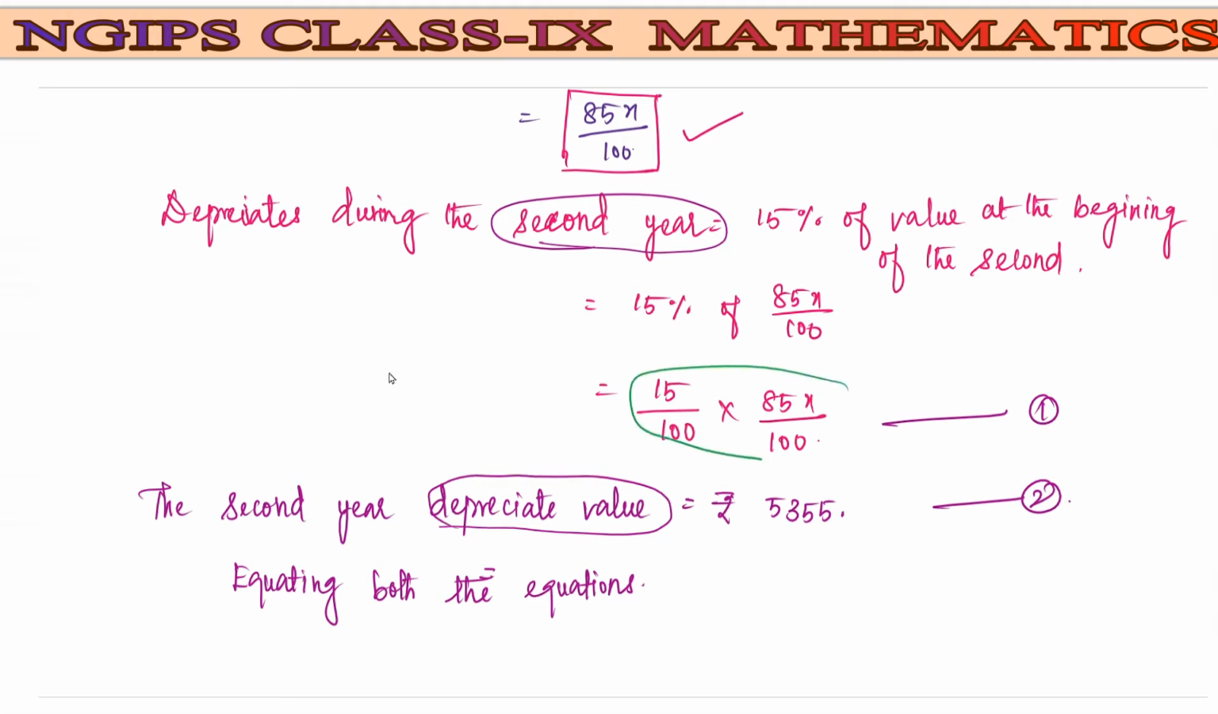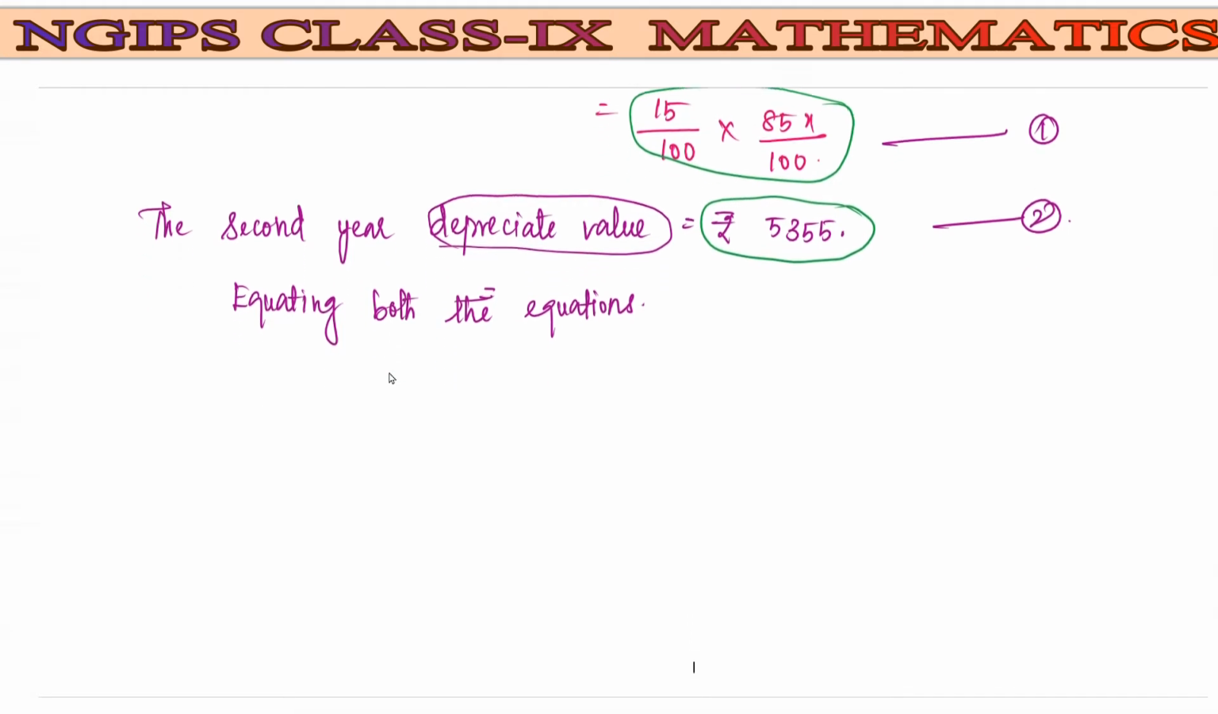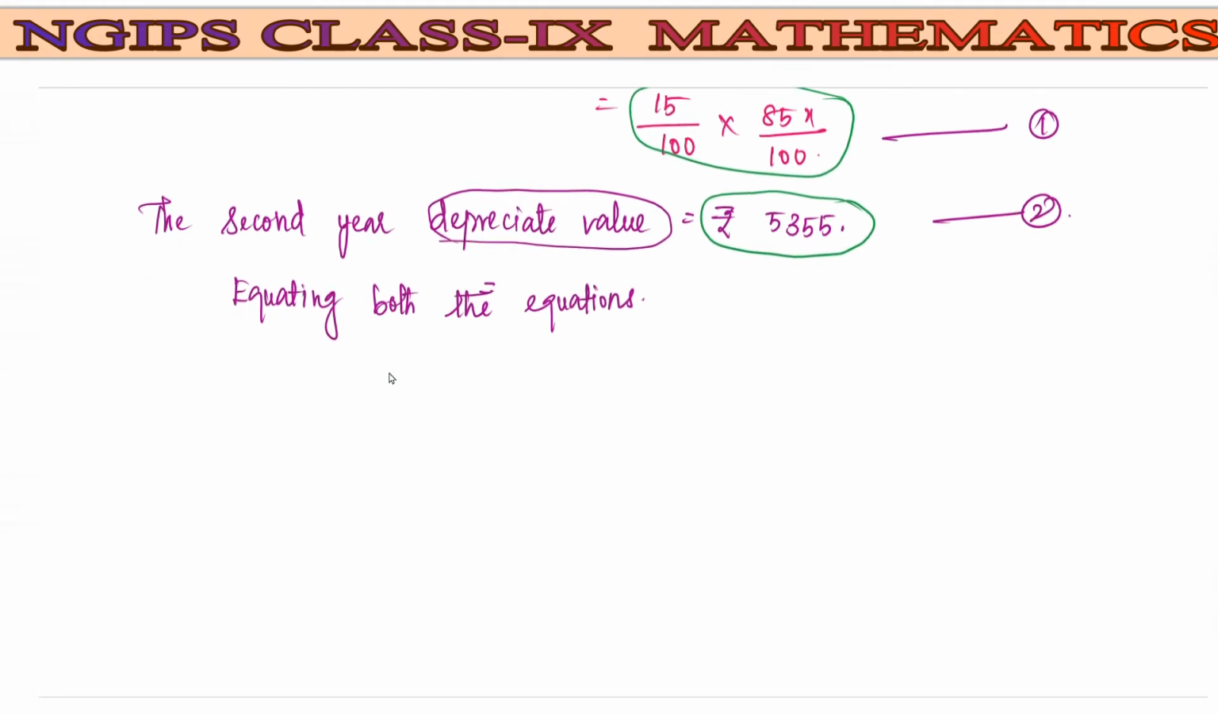So this is the first equation and this is the second equation. Now if we equate both, what we will get here is 15 divided by 100 into 85x divided by 100 is equal to 5355 rupees. Let it be x here.